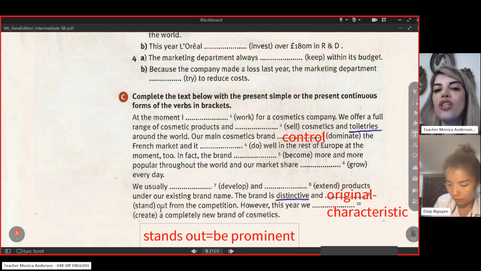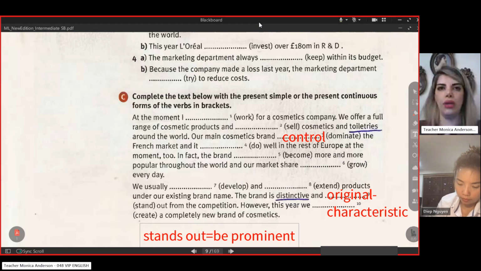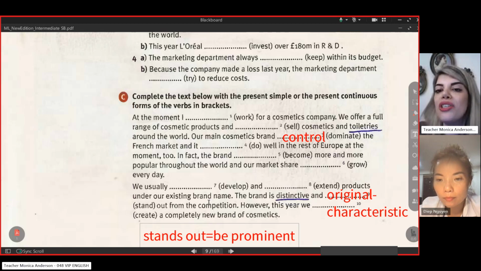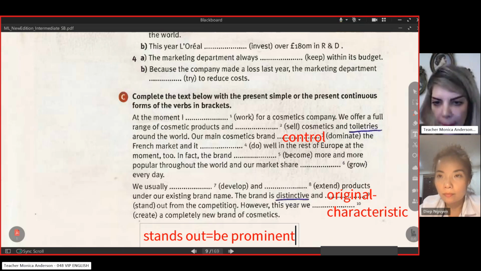So why do we say this is present simple? As I told you, we use present simple for general truth, for something that is true in present time. I didn't mention the time here. There is no time expression here. So we consider it as a general time or present time. So we say present simple.